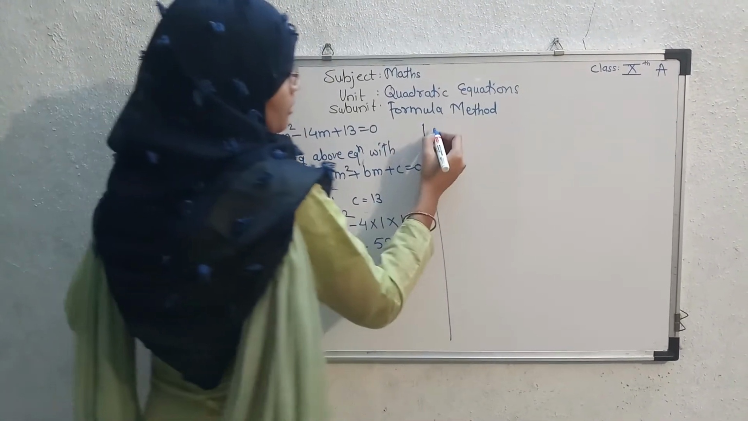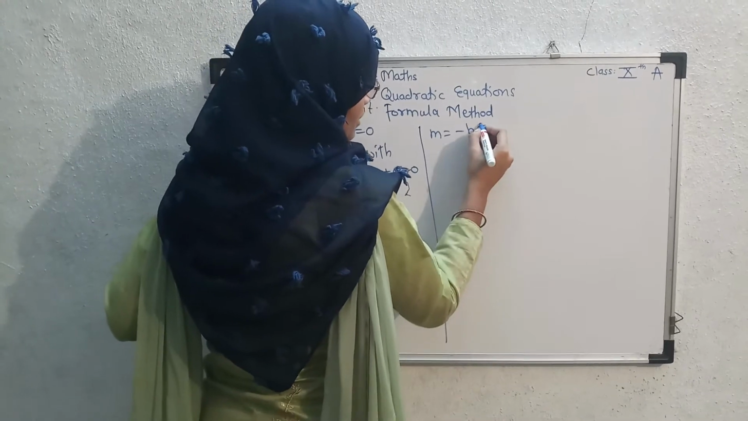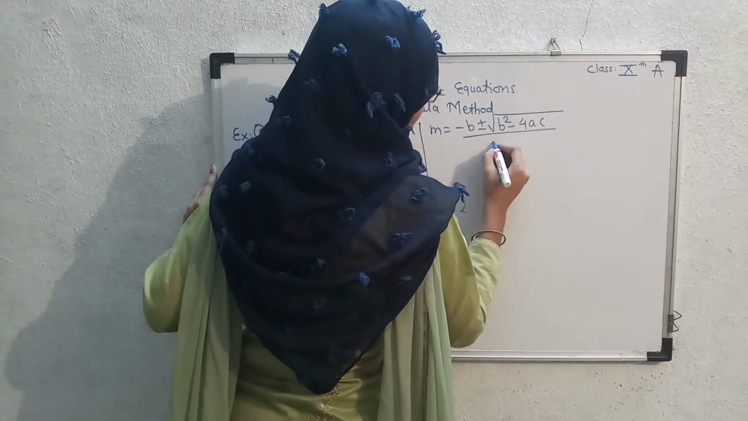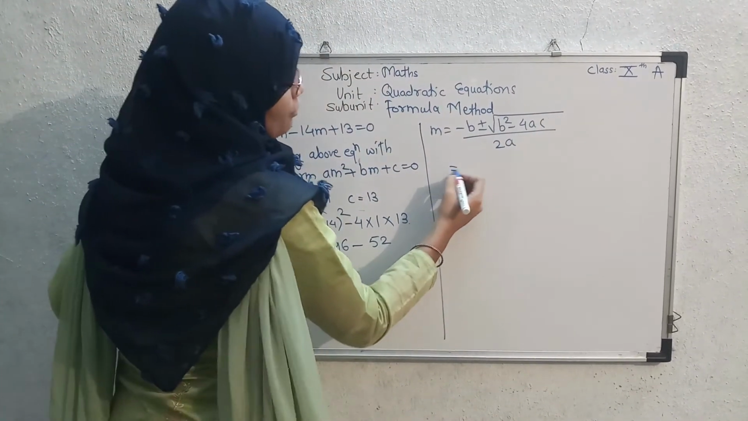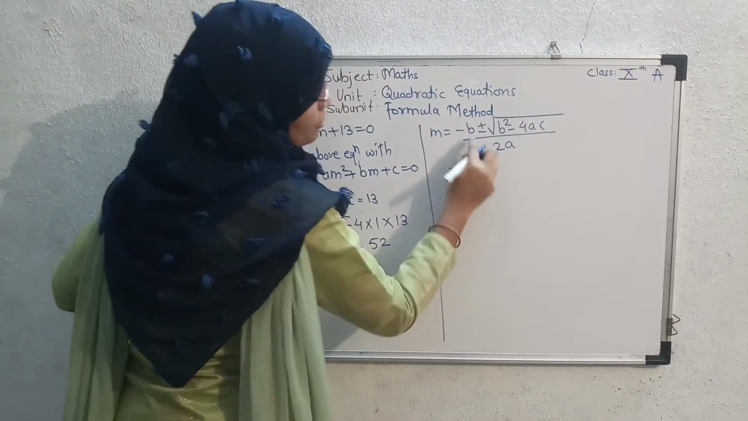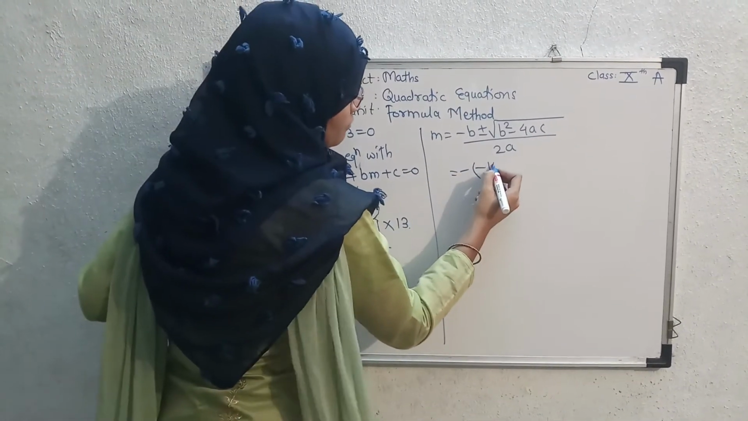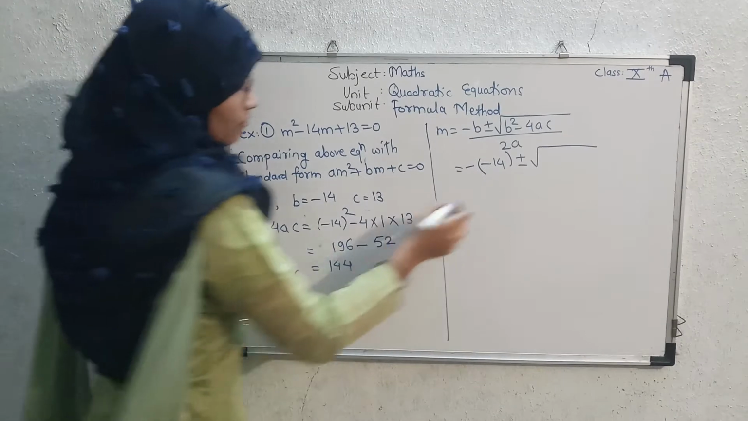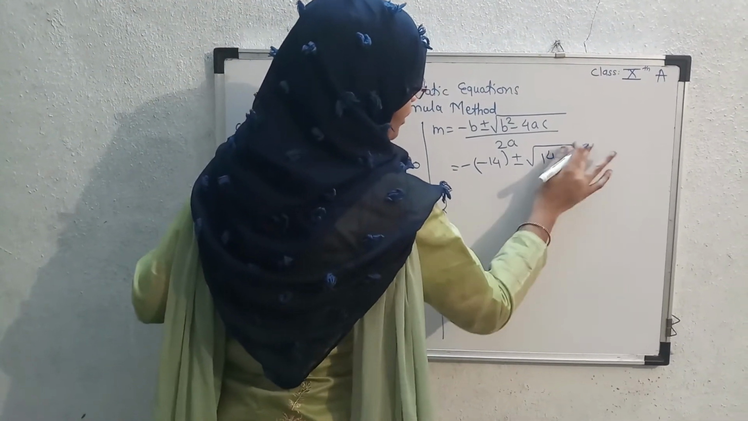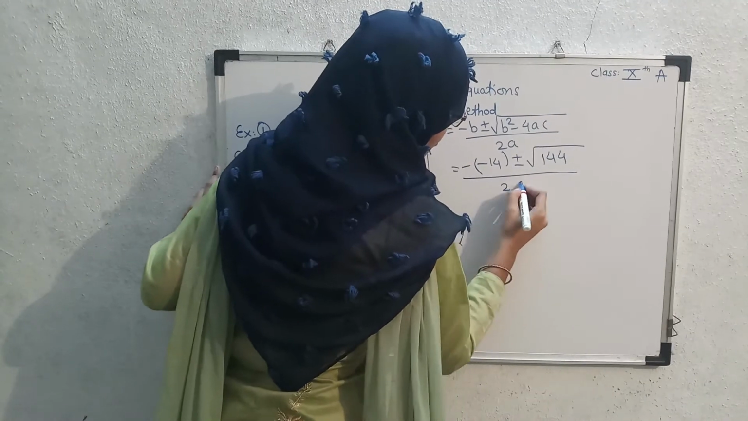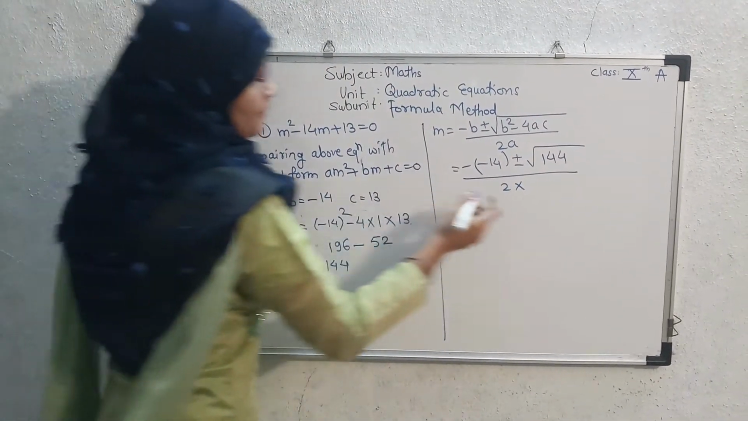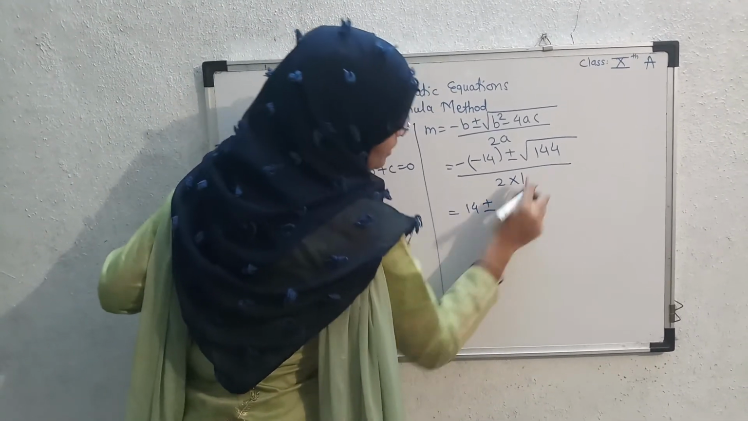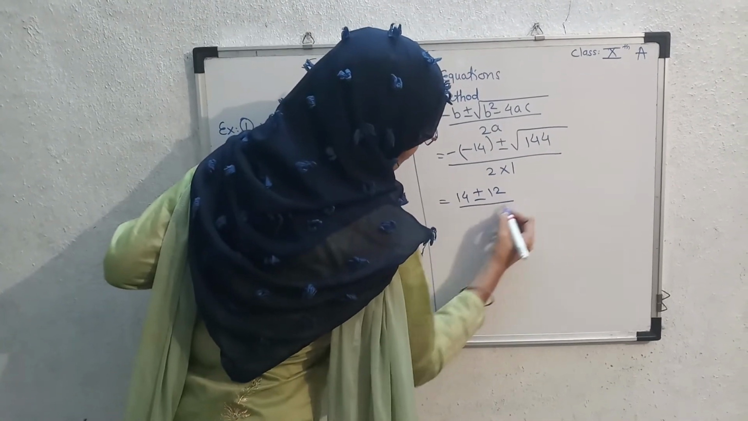Now we take the formula m is equal to minus b plus or minus square root of b square minus 4ac upon 2a. Now put the values. What is the value of b? b is minus 14, plus minus the square root of the value of b square minus 4ac, which is 144, upon 2 into a. Our a is 1. Now minus minus plus, 14 plus minus square root of 144 is 12, upon 2.